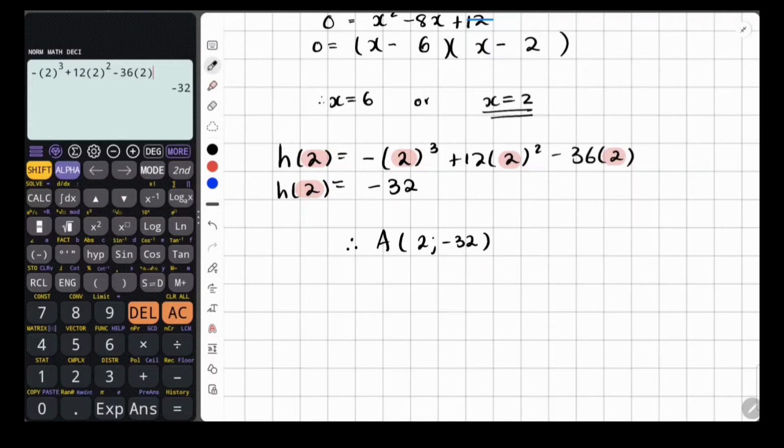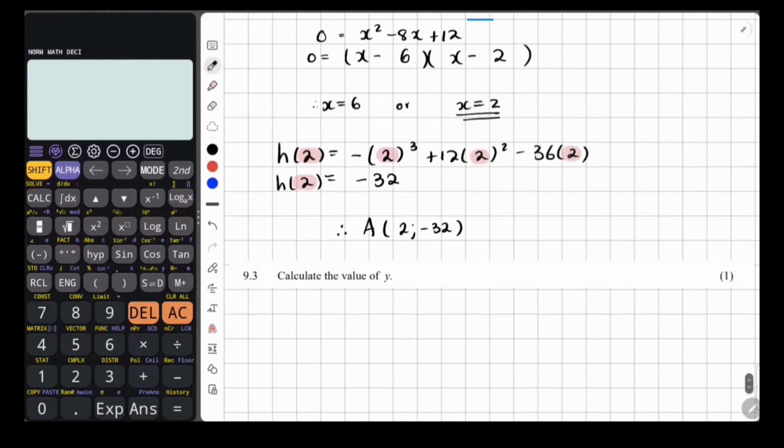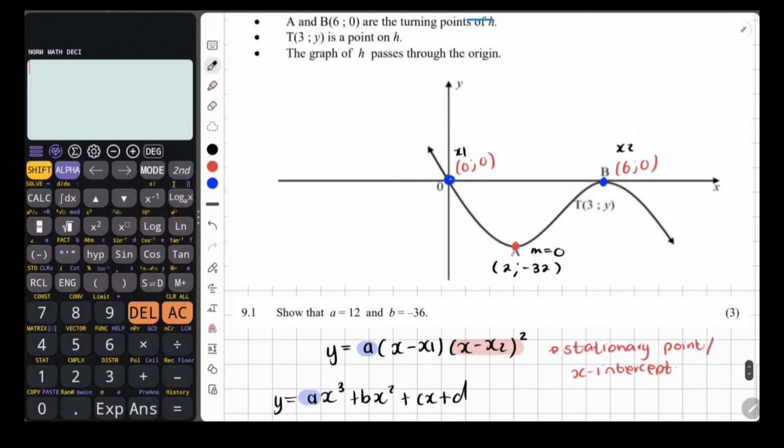Okay, so that is 9.2 done, and then we move on to 9.3. 9.3 says calculate the value of y. So we have to find y. Okay, so y was the y coordinate of T.